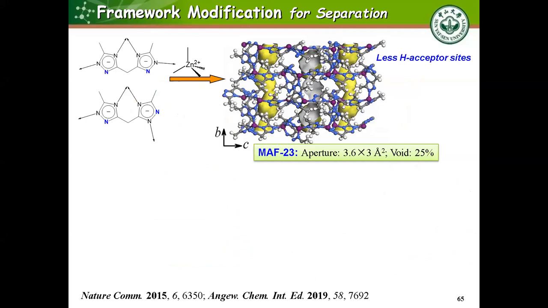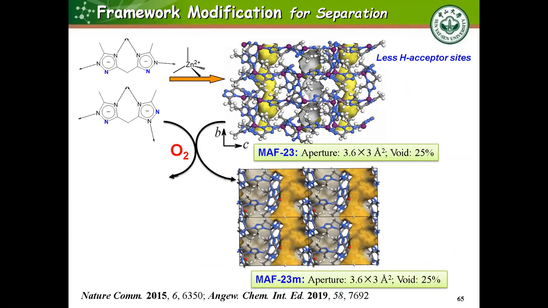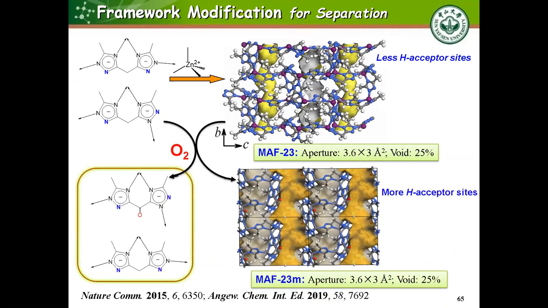The organic linker modification can also be used to change the selectivities of small hydrocarbons. As I mentioned previously, MAF-23 can be used for carbon dioxide capture. We also tried to use this MAF for separation of propylene and propane, but it does not work, possibly due to the smaller molecule size and the similar host-guest interactions. Then we modified the framework of MAF-23 through oxidation of the bistriazolate with hot oxygen gas to have a similar pore size. But after the modification, there are additional polar ketone groups on the pore surface to serve as potential hydrogen acceptors.